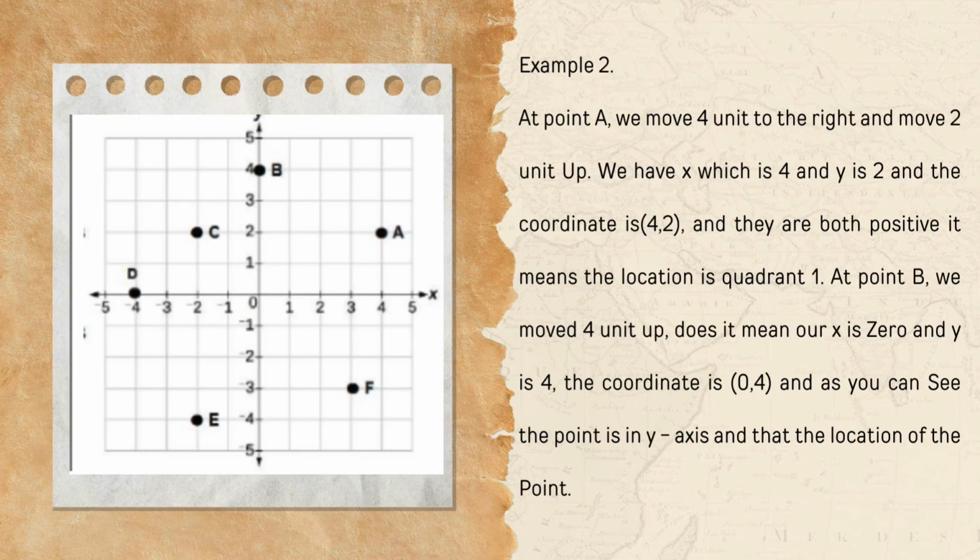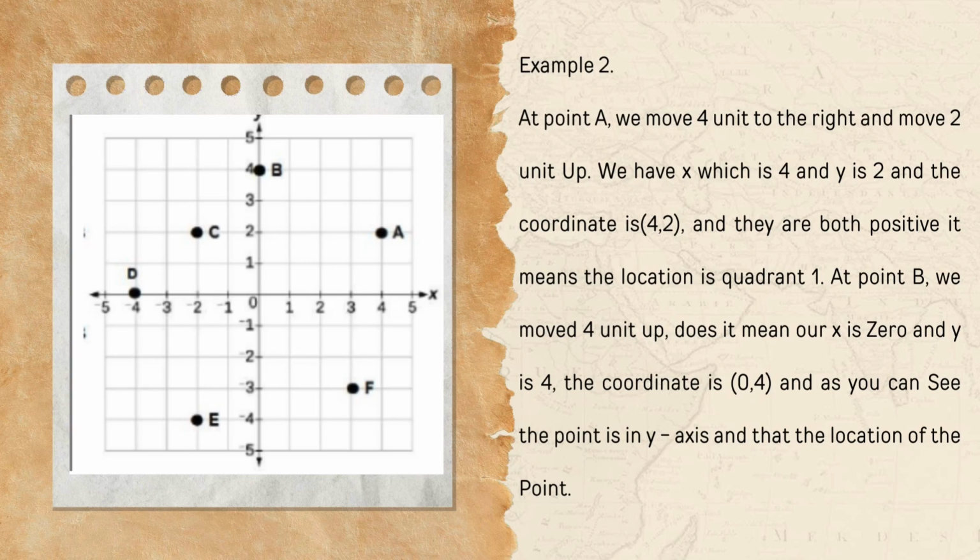Now let's go to example number 2. As you can see at point A, we move 4 units to the right and 2 units up. We have x, which is 4, and y, which is 2, and the coordinate is (4, 2). As you can see in the pictures, there's a point A at the intersection of 4 on the x-axis and 2 on the y-axis, which is located in the first quadrant. Now we have point P. We move 4 units up.